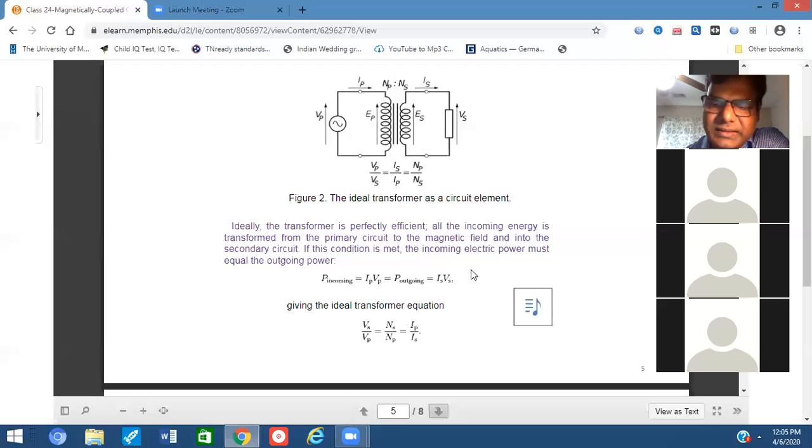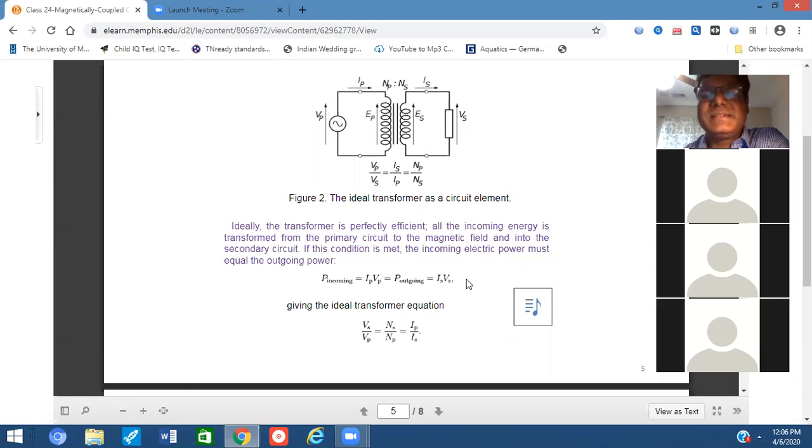So you all know the law of conservation of energy from physics. According to the law of conservation of energy, energy is neither created nor destroyed. It can just be converted from one form to another form. So based on that fact, you see that equation, P incoming power is Vp multiplied by Ip, and that equals Vs multiplied by Is. So just to maintain that law of conservation of energy, what relationship are you getting from that equation? Vp over Vs equal to Is over Ip.